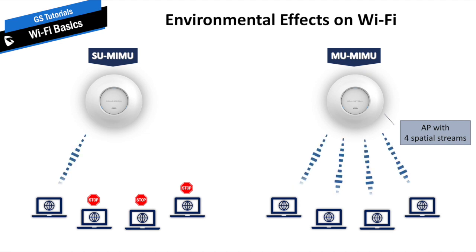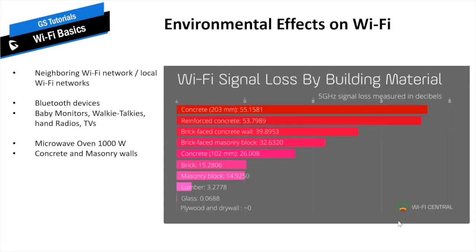Now, it is important that you note that not all endpoints are capable of utilizing the Wave 2 802.11ac standards, so they may not be able to take full advantage of the multi-user MIMO function. With that being said, let's go ahead and talk about environment and material interference. Now, when it comes to environmental effects on Wi-Fi, certain objects will affect Wi-Fi more than other materials, and it's important that you are familiar with this.